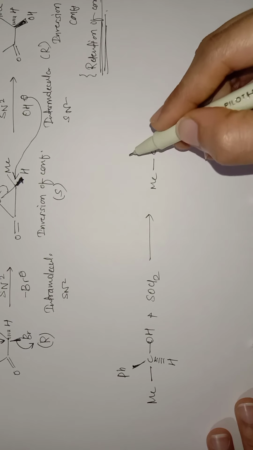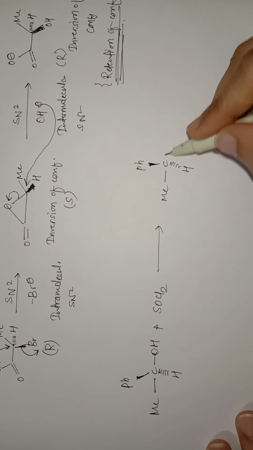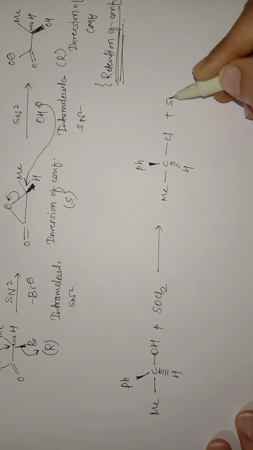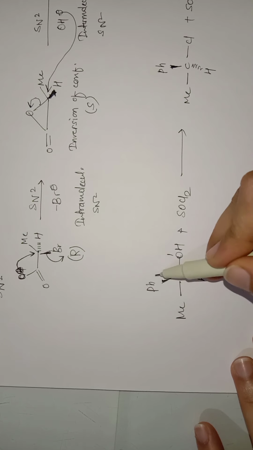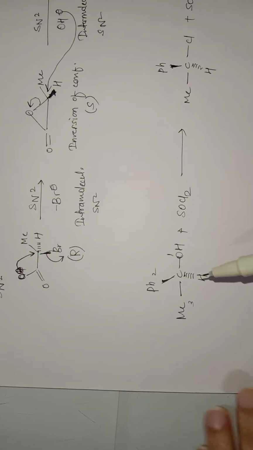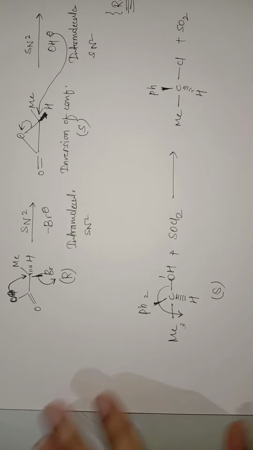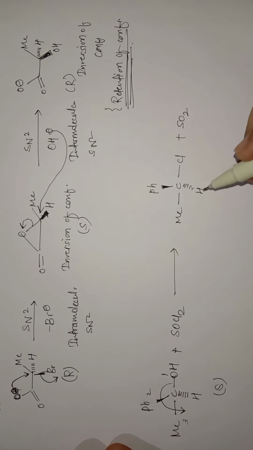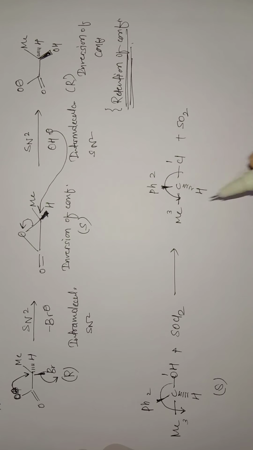Now we are getting retention of configuration, meaning the stereochemistry will remain the same. Cl and SO2 will be eliminated out. You can see the priorities: first, second, third, and fourth, with the lowest priority group away from the observer. So you can see it is 1, 2, 3, so it is S configuration. Then in the case of this compound, first, second, third, so it is again S configuration.